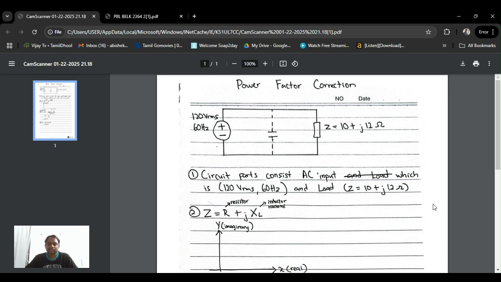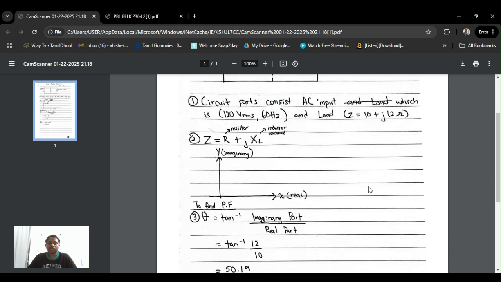So the equation is Z equals R plus jXL. I've drawn an axis consisting of X and Y. As you can see, X equals the real value and Y equals the imaginary value, which converts to R as the x-axis and XL as the y-axis.